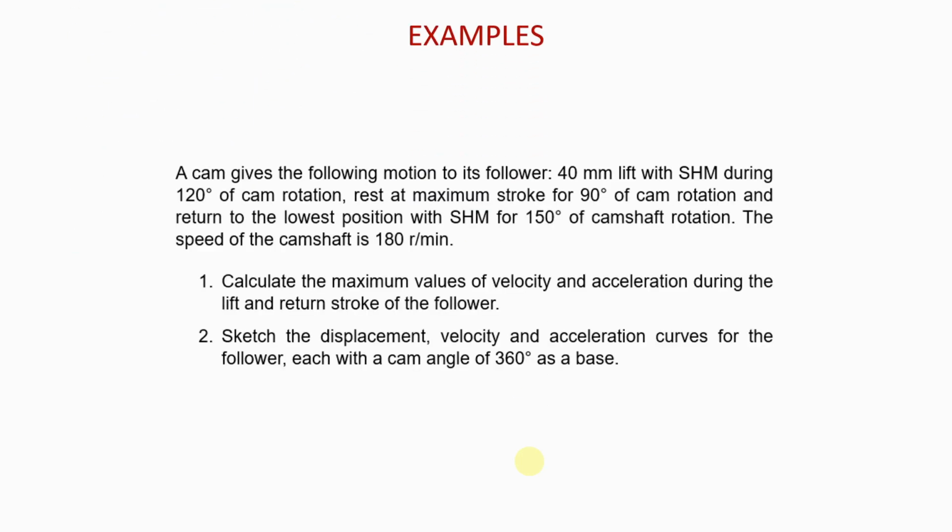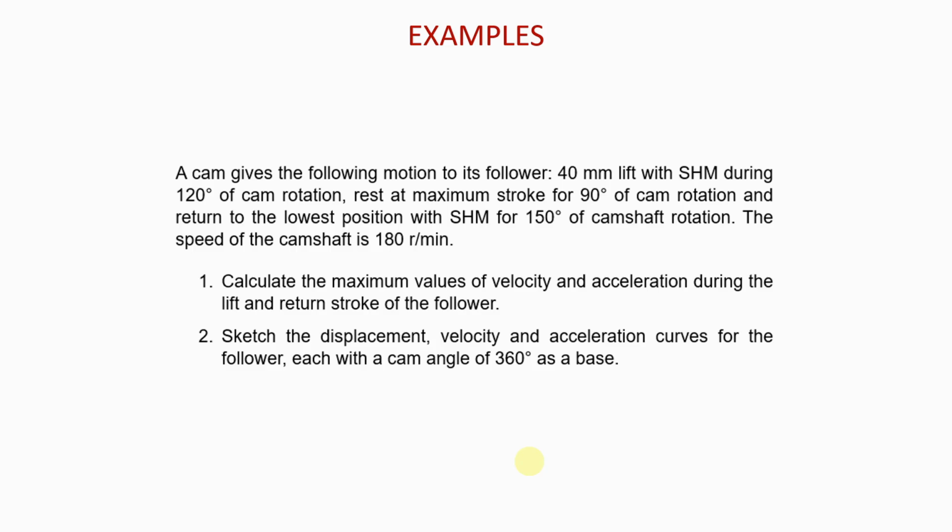Let's look at another more challenging example. A cam gives the following motion to its follower: 40 millimeter lift with SHM. Somebody may wonder what is SHM. This is simple harmonic motion. That is what it stands for. So once you see that, you know that you will have to use the equations for simple harmonic motion. So, a cam gives the following motion to its follower: 40 millimeter lift with simple harmonic motion during 120 degrees of cam rotation.